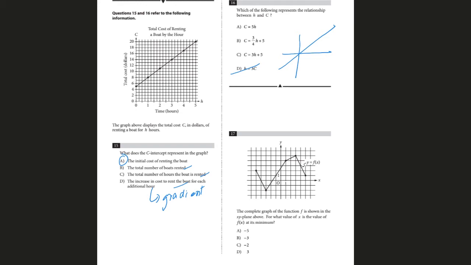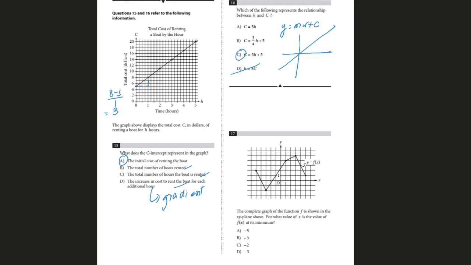Okay, so let's look at the gradient. Just look at the rise upon run. So the rise here is 8 minus 5, and the run is 1. So 3 is the gradient. So 3h plus 5, because the general equation goes something like y is equal to mx plus c. So C is equal to 3h plus the y-intercept, which is 5. So C is the answer.